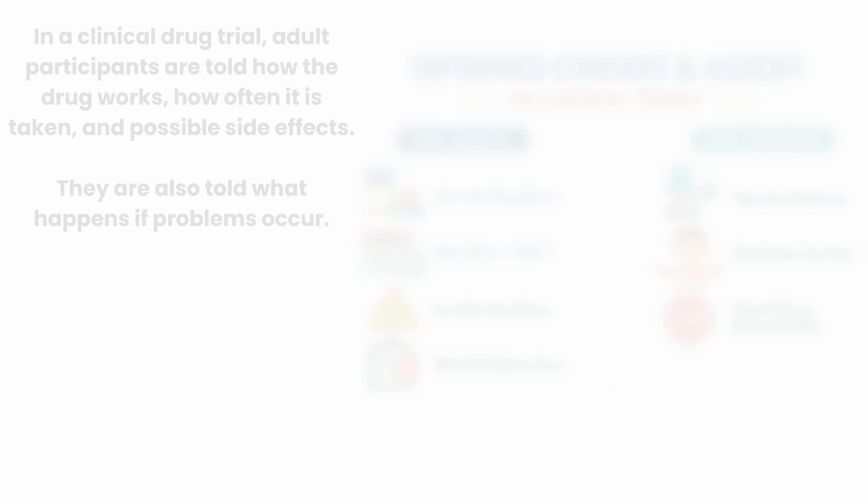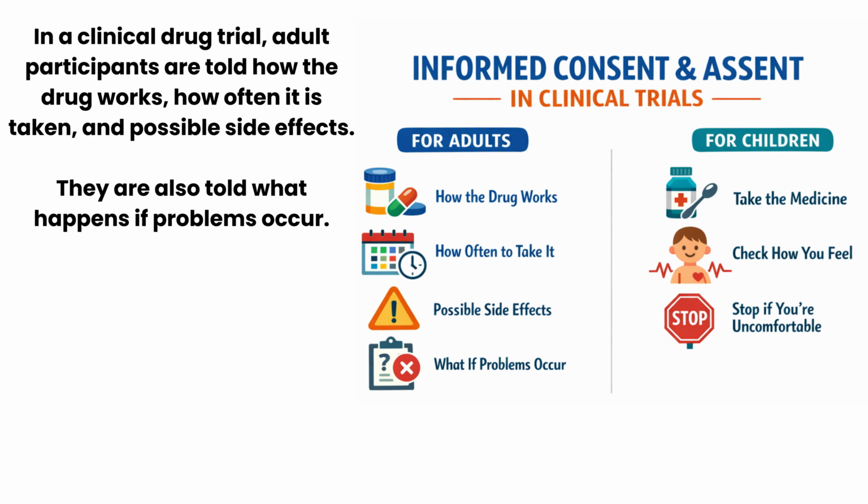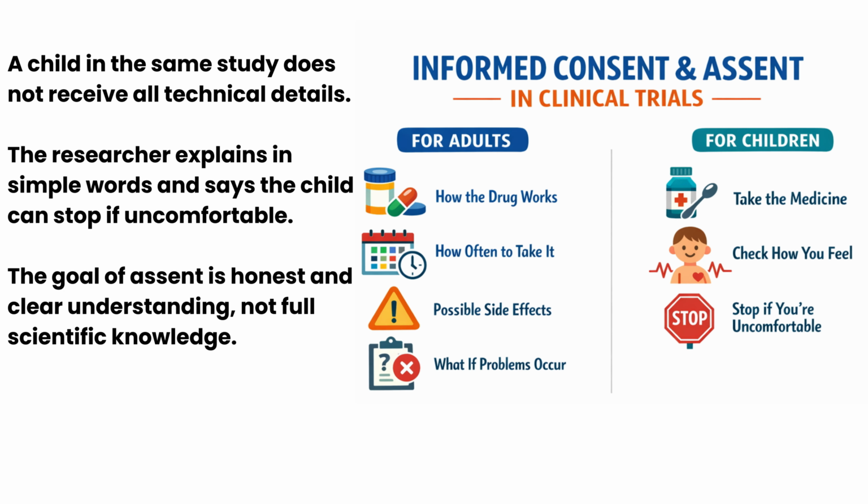For example, in a clinical drug trial, adult participants are told how the drug works, how often it will be taken, possible side effects, and what happens if problems occur. A child in the same study does not receive all technical details. Instead, the researcher might say, "You will take medicine and we will check how your body feels. You can stop if you feel uncomfortable." The goal of assent is not full scientific knowledge but honest and clear understanding, voluntary participation, and avoiding pressure.